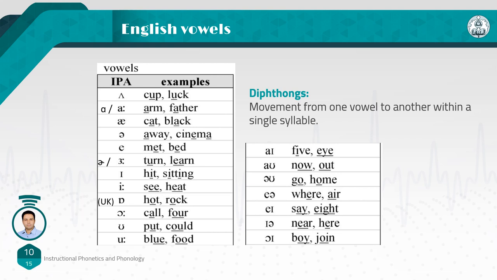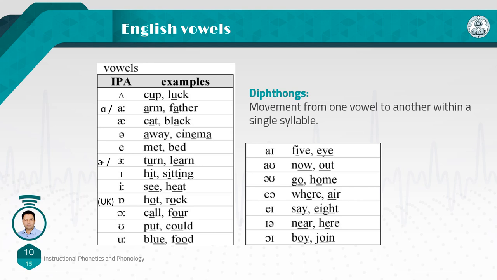Next is a, as if two letters are attached together, a and e, a, as in words like cat or black.